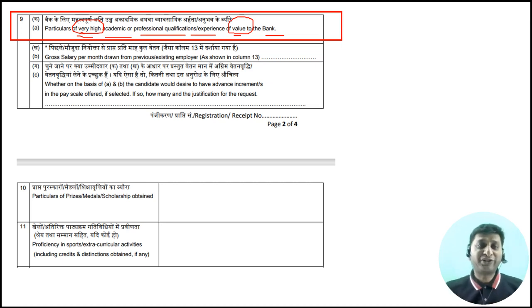Suppose you have done a PhD in which you have done a lot of research on the economic statistics of India, on the social statistics of India, and you can prove that this research can be of value to the bank, say in financial inclusion. So maybe you can write it here, but you have to be very choosy here. Do not mention anything just for the sake of it.